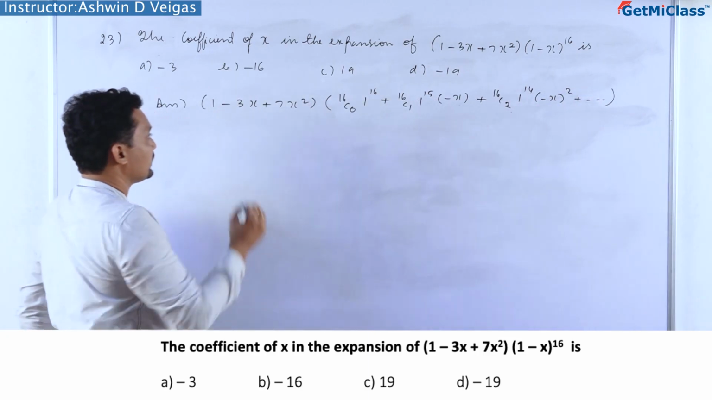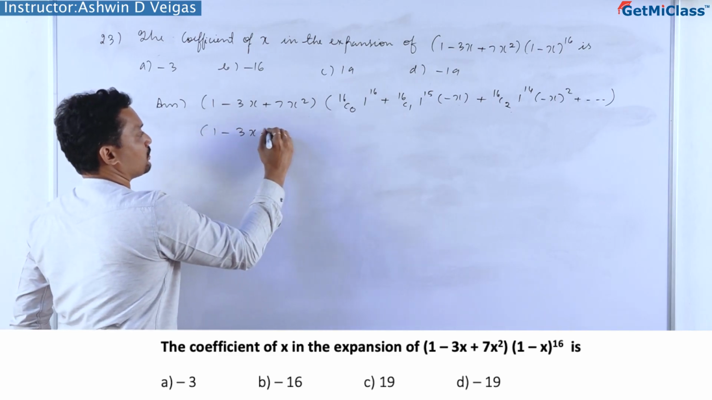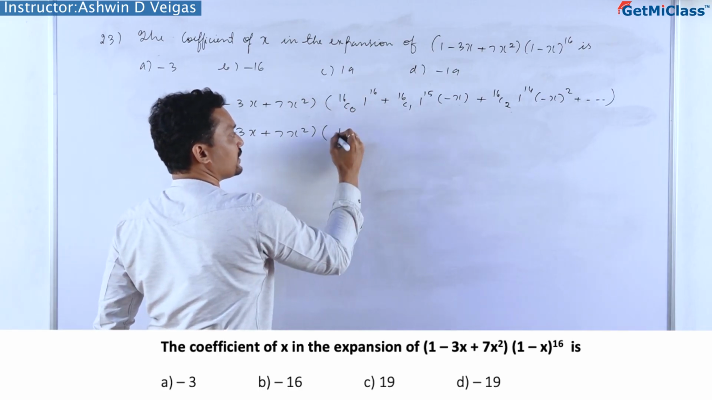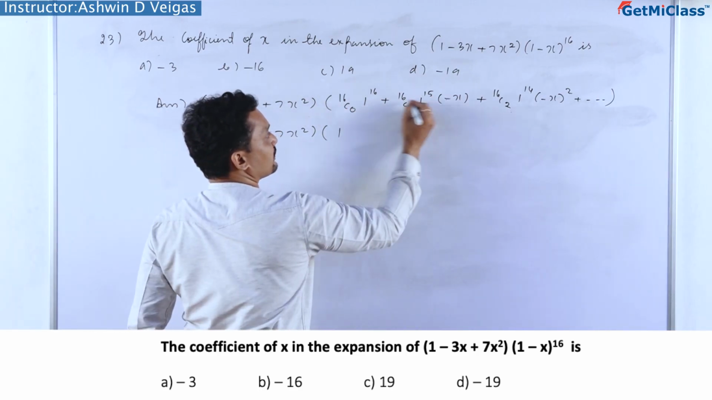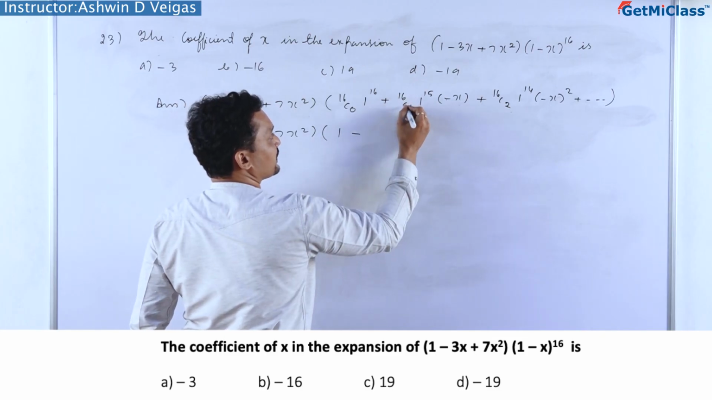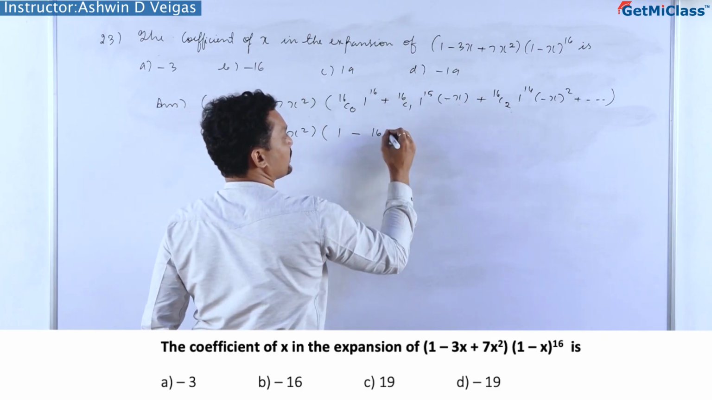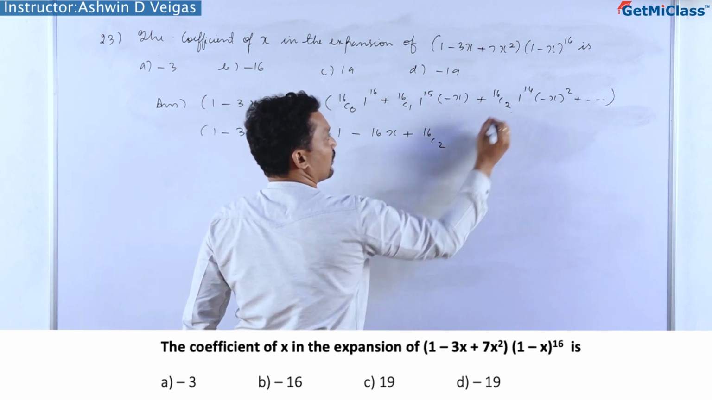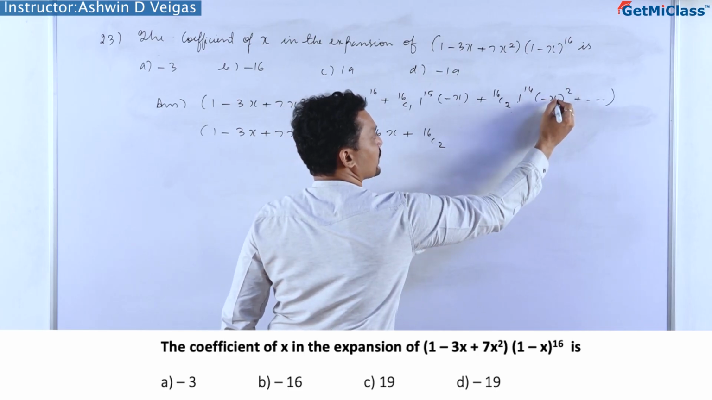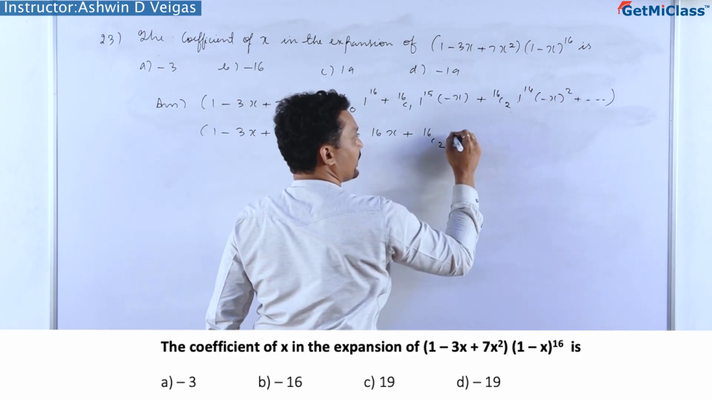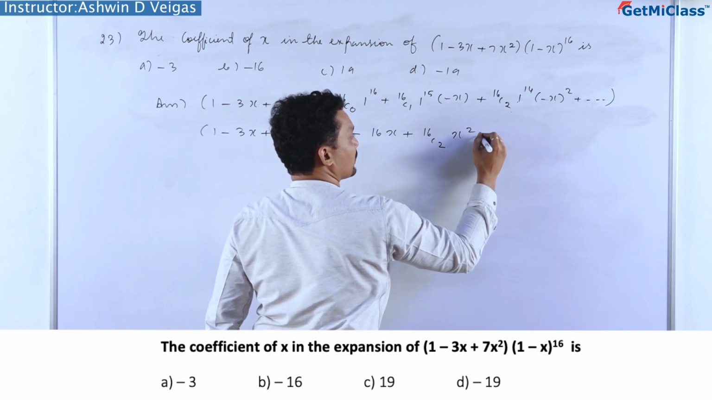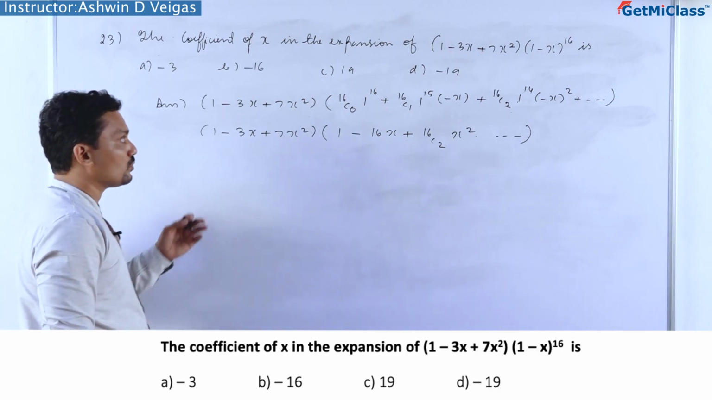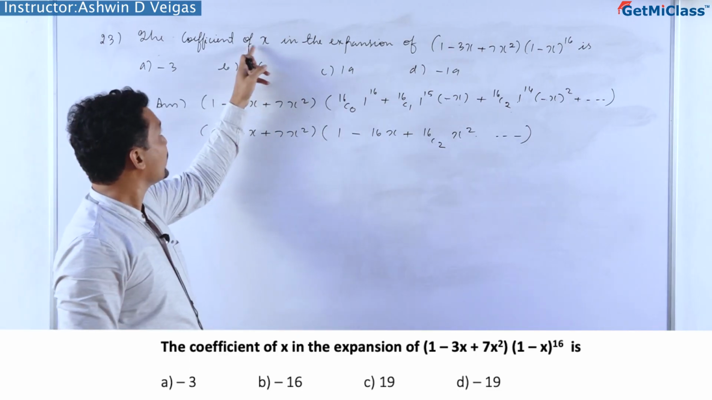Now, this is (1 minus 3x plus 7x square) into 16C0, which is 1, 1 power 16 is also 1. This minus into plus becomes minus, 16C1 is 16, so this is minus 16x, plus this is 16C2, 1 power 14 is 1, minus square is plus, this is x square, like this. So, the expansion goes on like this. Now, you have to only identify how do you get x.